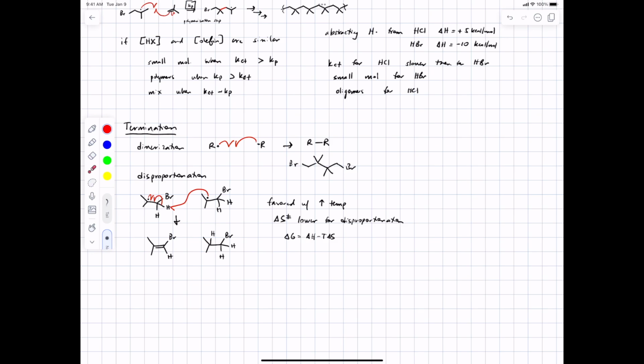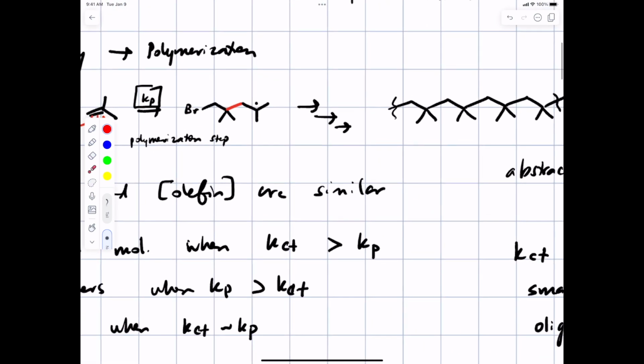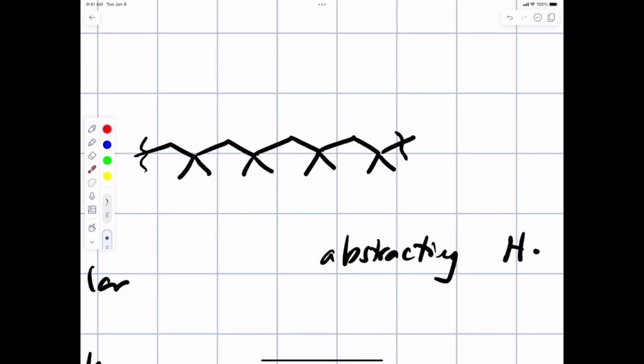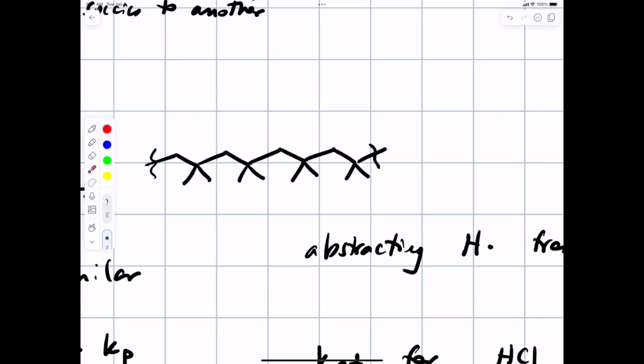To answer your question, how do you characterize polymers? For this kind of radical polymerization, you would expect to get a mixture of lengths, right? And the mixture of lengths and molecular weights is called polydispersity. And there are a lot of ways to characterize polymer length.